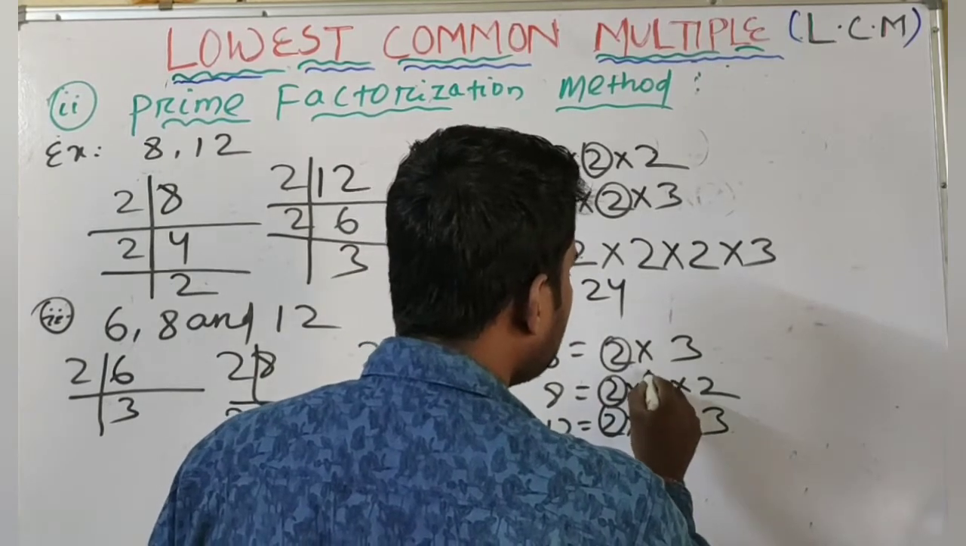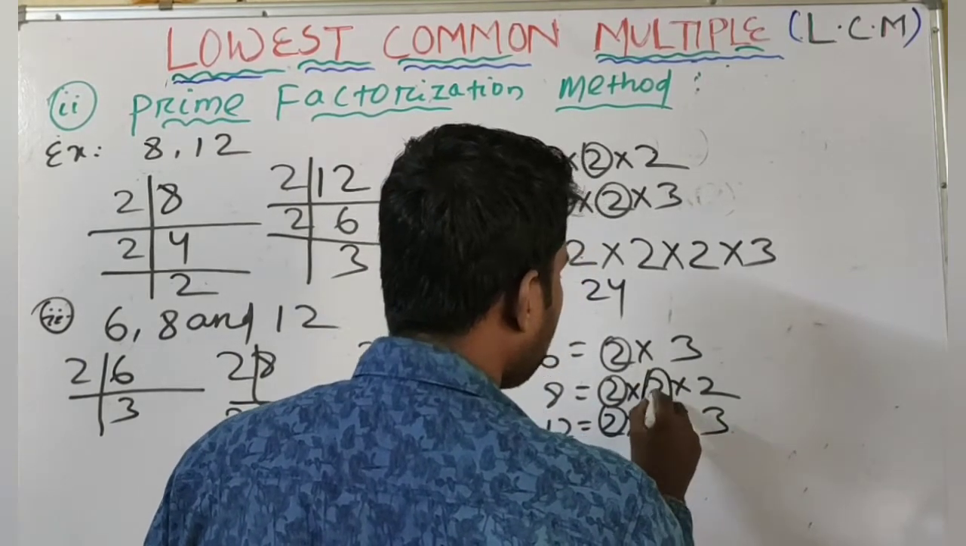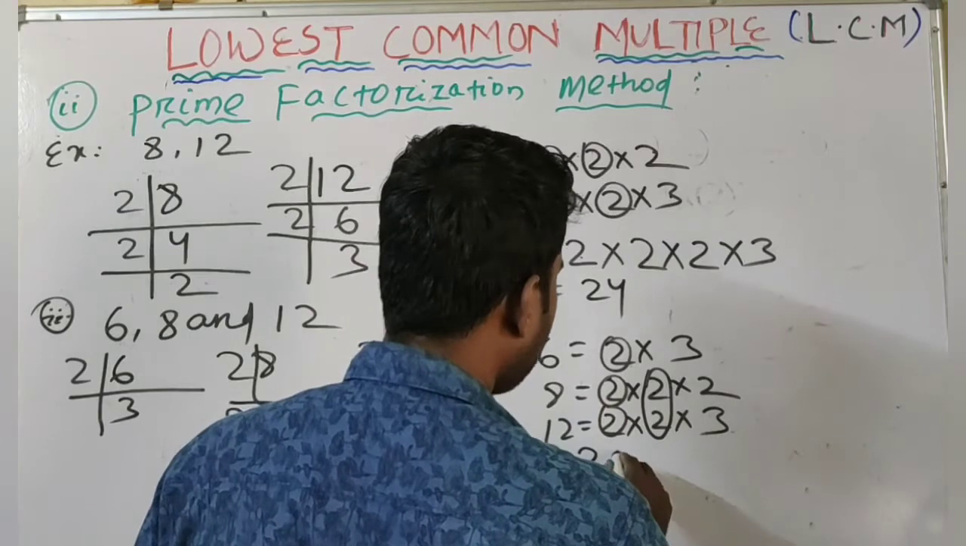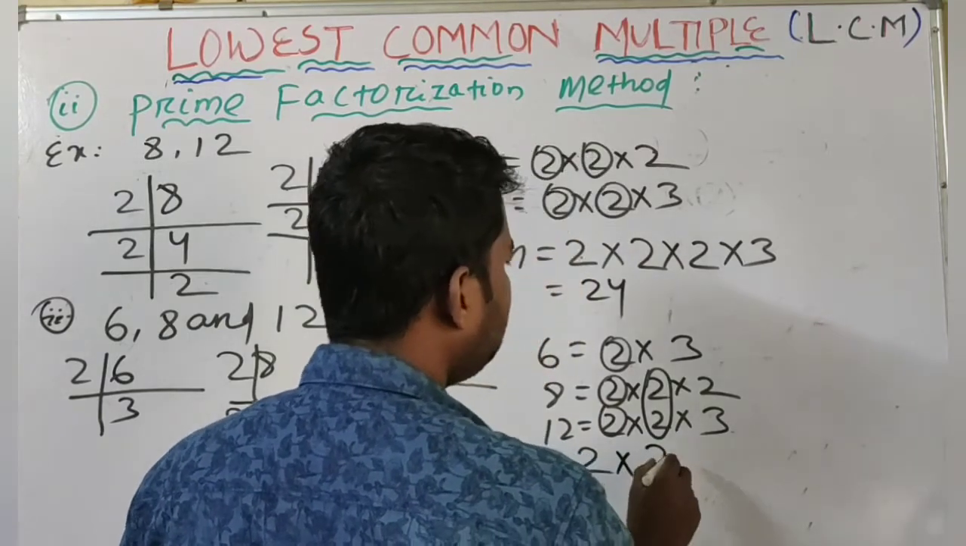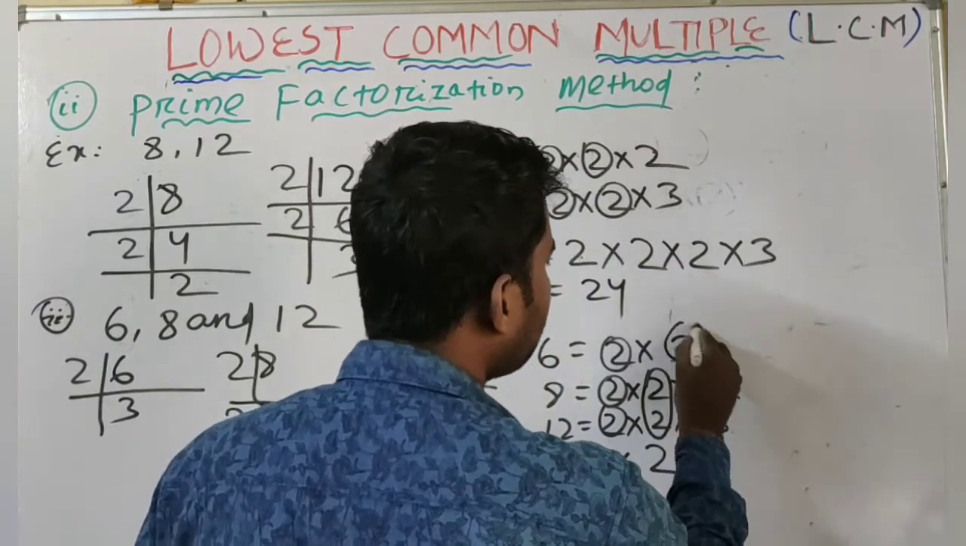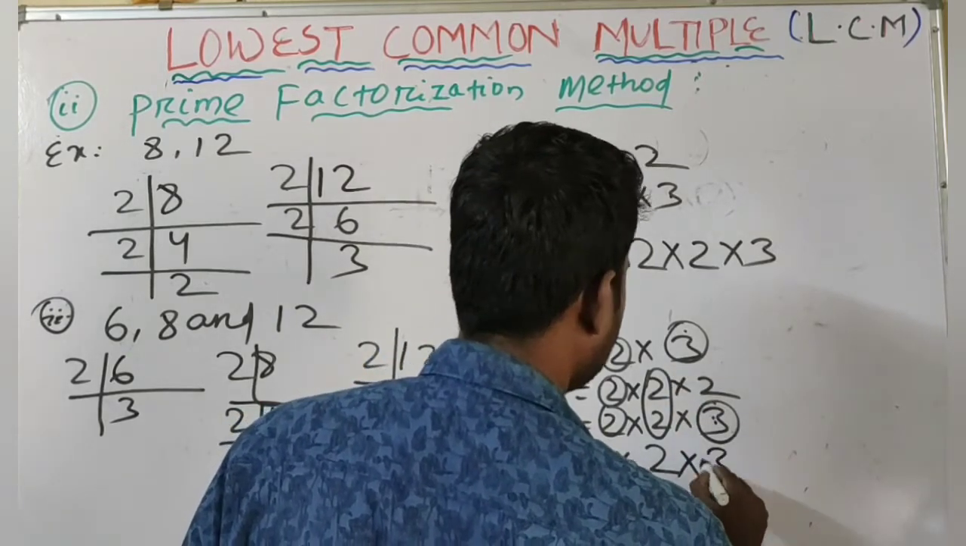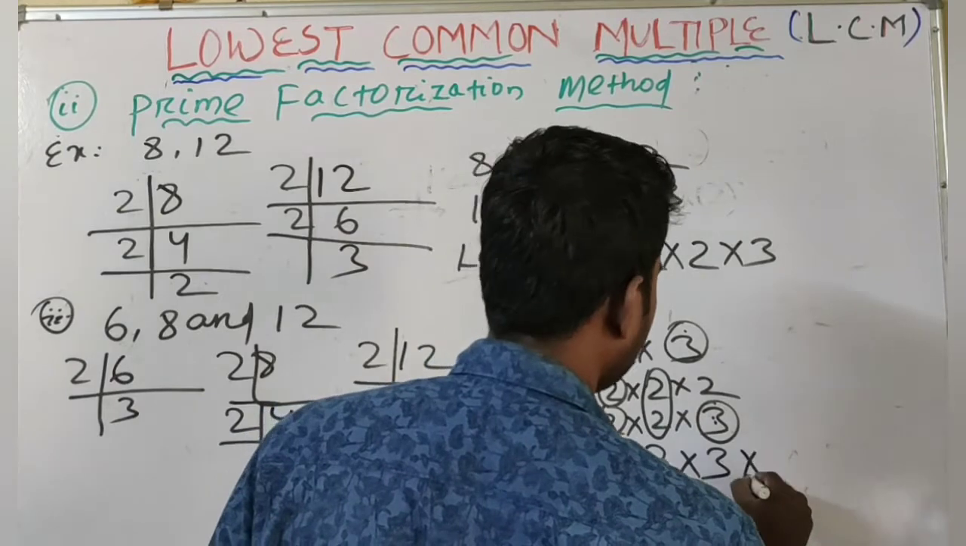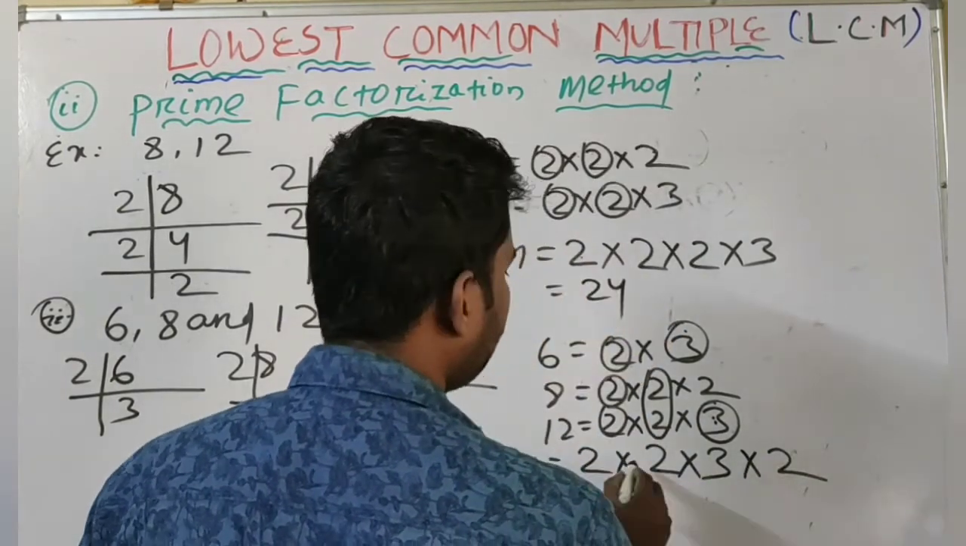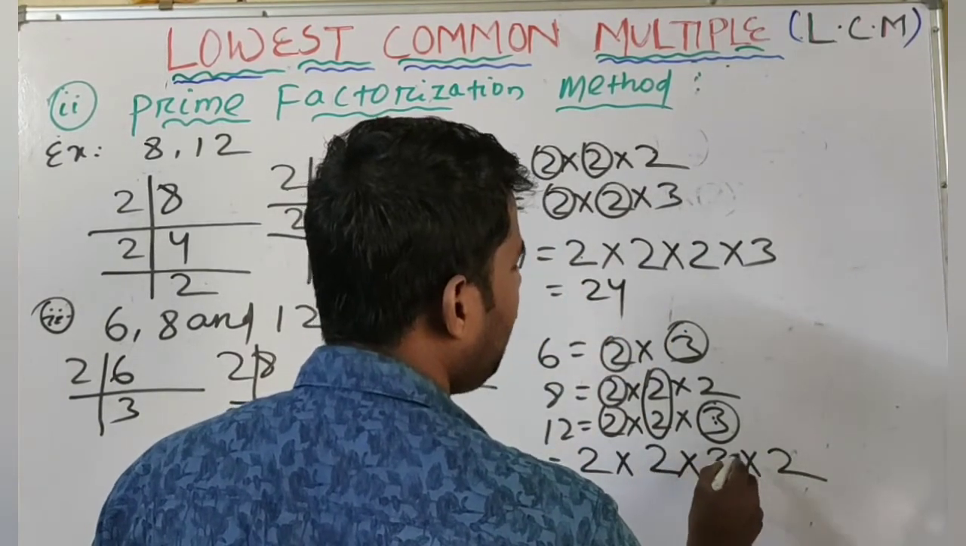Again here 2 is common to two numbers, so again we have to write it once. And 3 is also common to two numbers, so we have to write it one time, and only one 2 is left. So LCM will be 2 into 2, 4, 3, 12, into 2, 24.